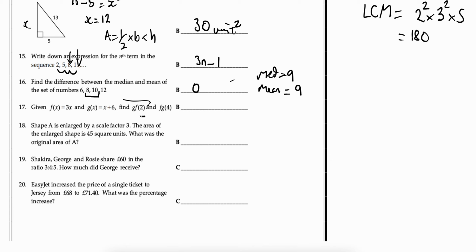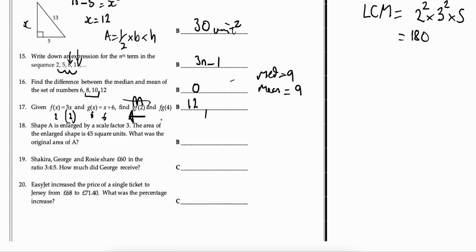So functions, f of x is 3x and g of x is x plus 2. Find g f of 2. Remember, we're working backwards with functions. So you take 2 and you put it in f. So that becomes 3 times 2, which is 6. And then you put that answer in g. 6 plus 6 is 12.